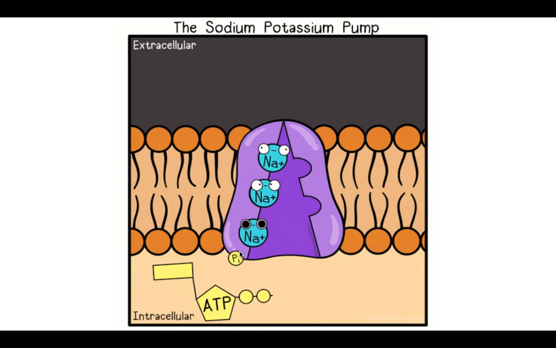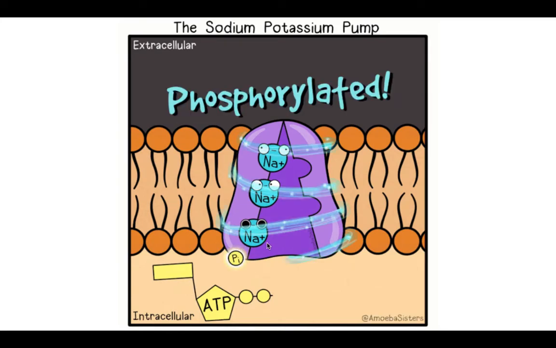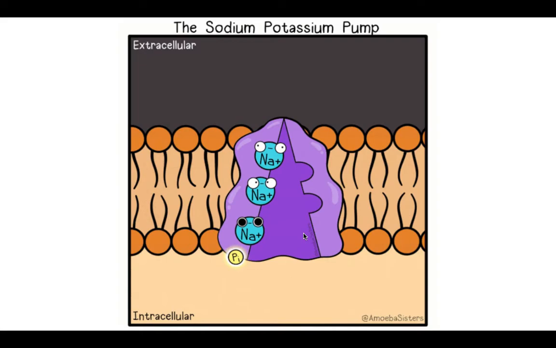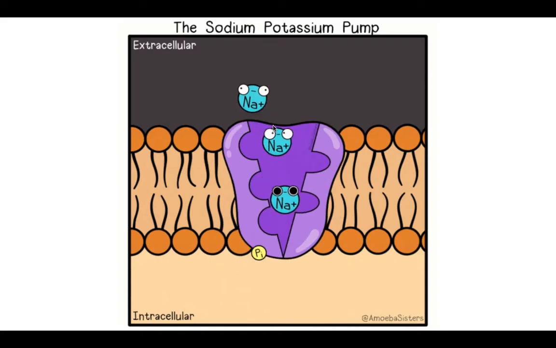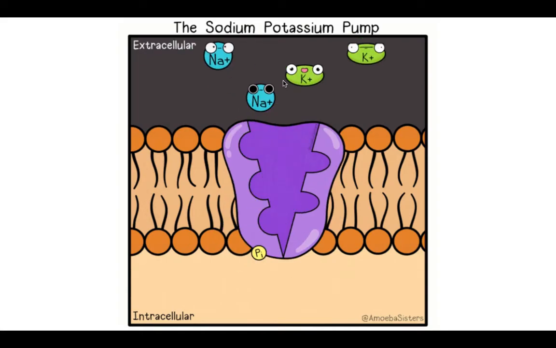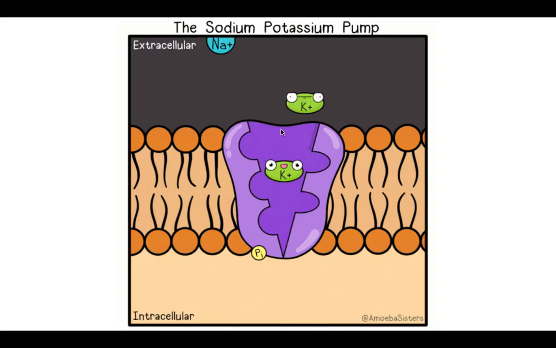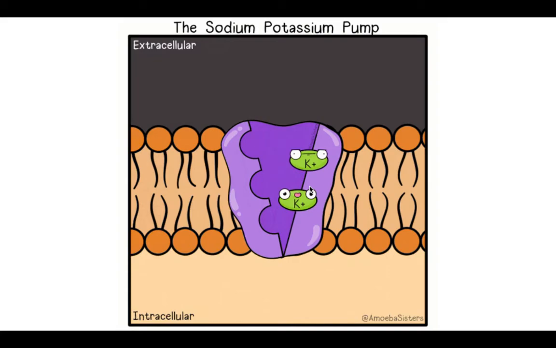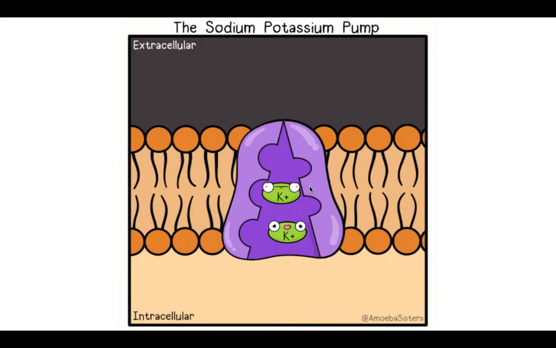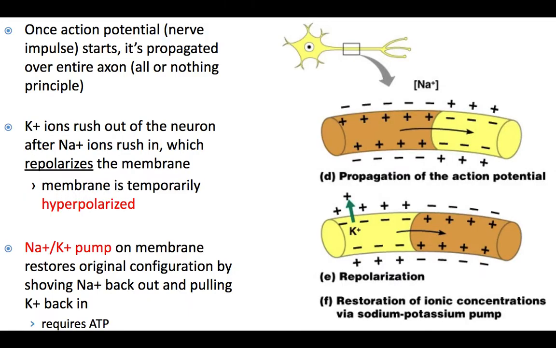ATP comes in and changes the shape of the pump, which allows the pump to dump the sodium outside, while at the same time allowing potassium to come into the pump. And then we're going to change the shape again, which then dumps 2 potassium inside, and that's how we get the sodium to go back out and the potassium to come back in.